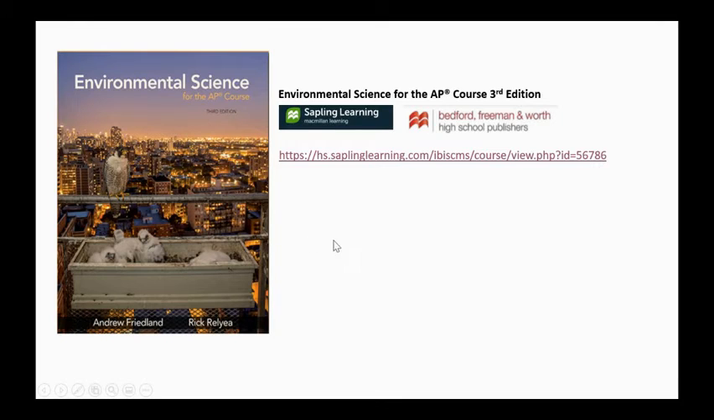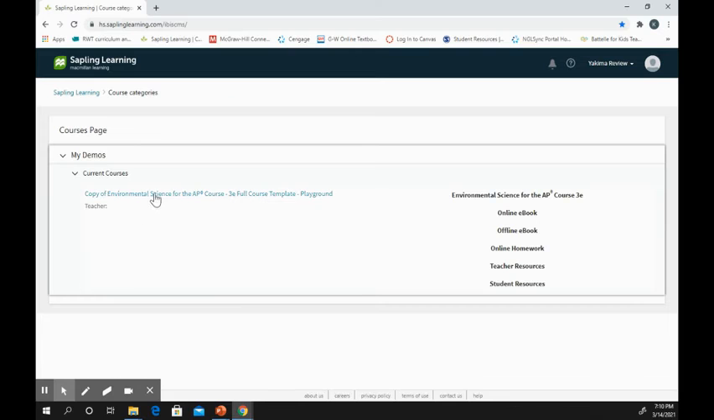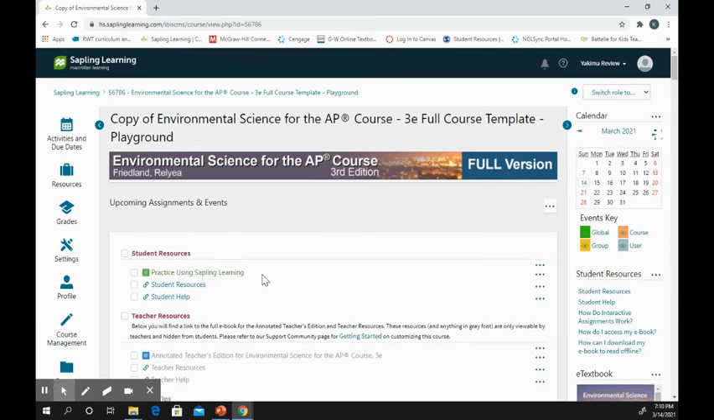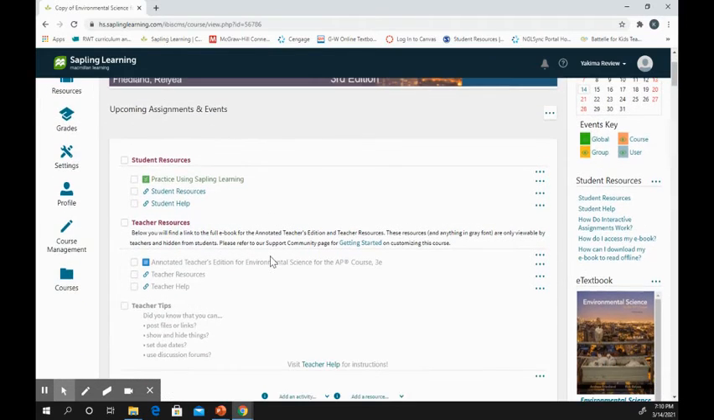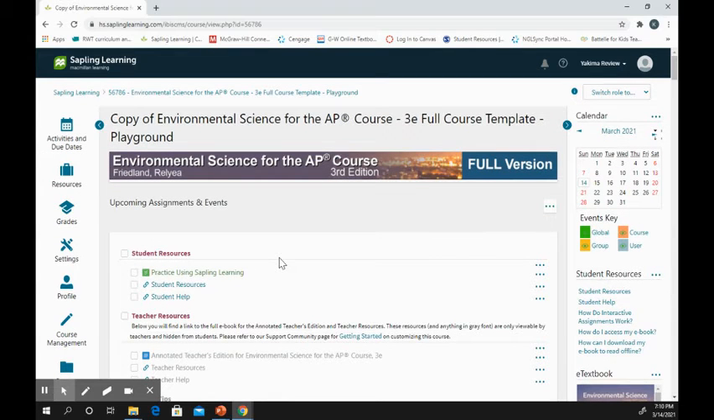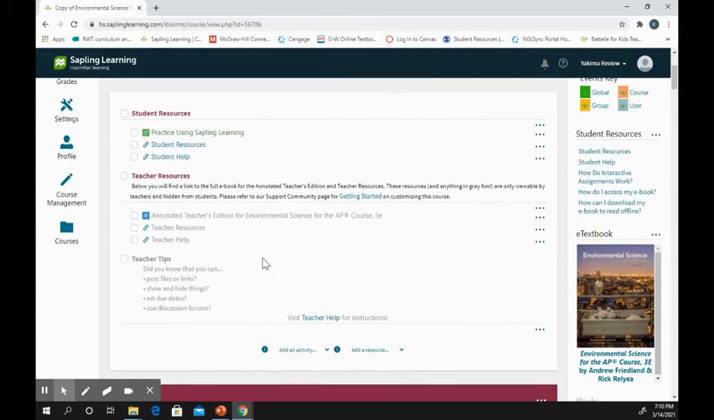I'd like to share with you our text choice for environmental science for the AP course. The text we would like to adopt for the environmental science for the AP course is Environmental Science for the AP course, 3rd edition by Friedland and Ralya. This text is published by Bedford, Freeman, and Worth. Here's an example of some student resources.